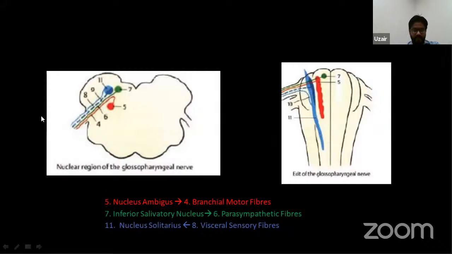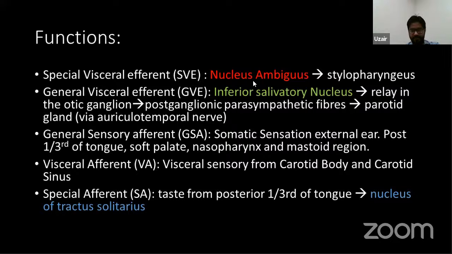So again, having functions, we have special visceral efferent, like discussed earlier, from the nucleus ambiguus, going to supply the stylopharyngeus. Then we have general visceral efferent arising from the inferior salivatory nucleus, relaying in the otic ganglion, providing postganglionic parasympathetic fibers that are going to provide parasympathetic outflow to the parotid via the auriculotemporal nerve.